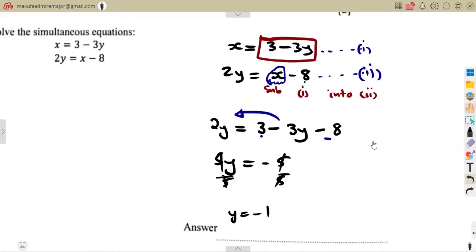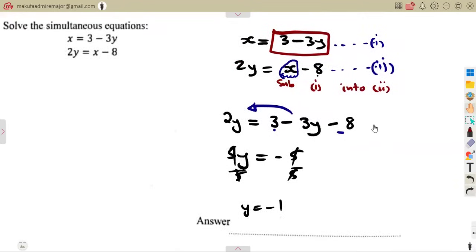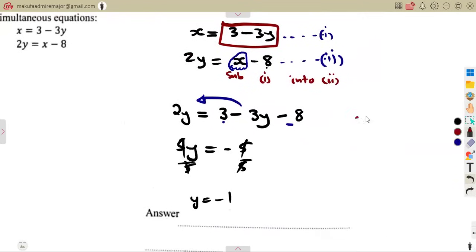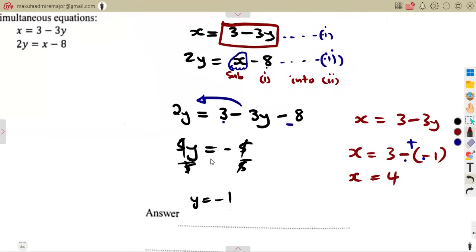So, using the substitution concept, it was going to be easier because, if you consider that first equation, x is already the subject of the formula. We are already given that x is equal to 3 minus 3y. Having this value of y, I can simply substitute. In place of y, I'm going to substitute minus 1. So x will be equal to, remember that concept, negative, negative, that's a positive. So 3 plus 1, that will be a 4.